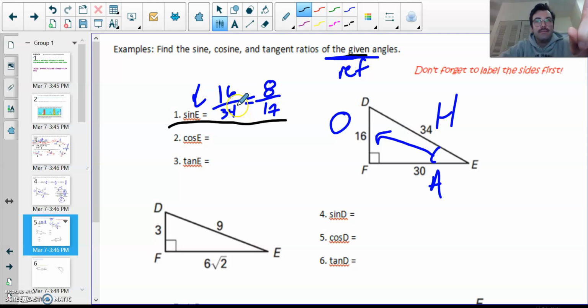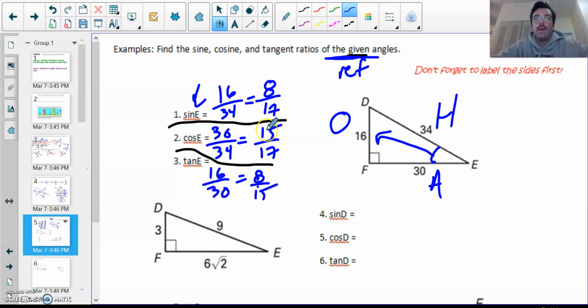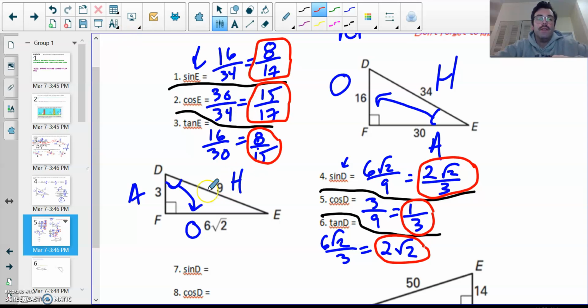Keep going. Here's numbers 1 through 3. Check your work on that. That's a 30, not a 36. Again, E was our reference angle, so this is my opposite side. Try the next 3. I want you to pay attention here to the reference angle. It said the reference angle was angle D.